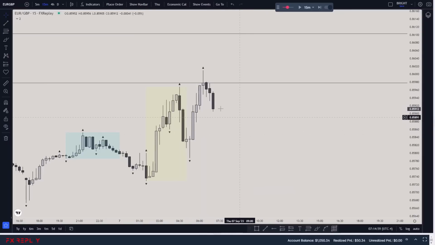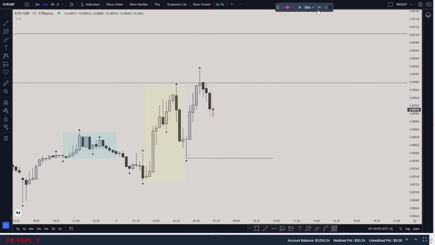So an entry without a change of character is also valid. A change of character would be all the way here, but we can also enter without a change of character if we have a fair value gap. So far there is no fair value gap. There is one here, and it's at the beginning of the New York kill zone. So let's see this. Right, this is a bearish fair value gap.